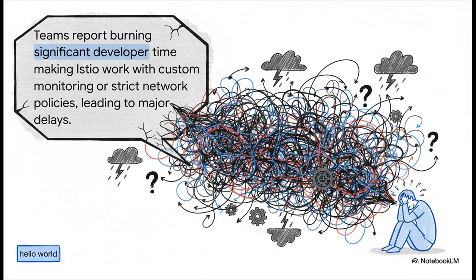And this is really where the pain kicks in. A lot of teams find that the second they step off the well-lit path of the basic Hello World example, the complexity just goes through the roof. Trying to get Istio to play nice with your company's strict security rules or a custom monitoring setup can easily burn through weeks of engineering time. And it leads to a lot of frustration and, maybe even a few ulcers.